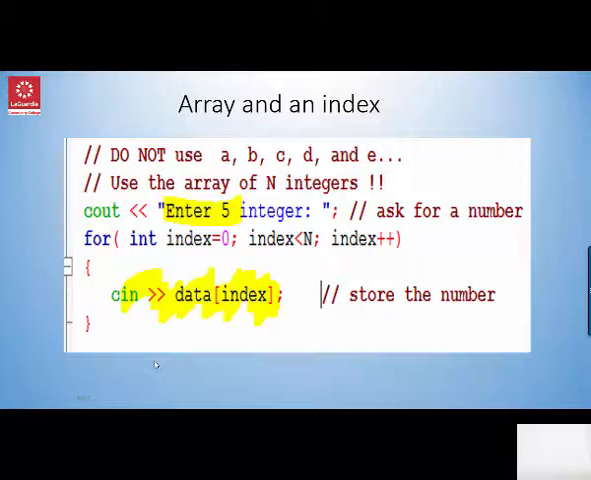Whatever the person typed in, put it in data index item 0. Notice it starts at 0 and goes all the way up to n minus 1. Notice it doesn't hit n. It says less than n. So it's 0, 1, 2, 3, 4. So this will be data 0, data 1, data 2, data 3, data 4. So I store each data item.